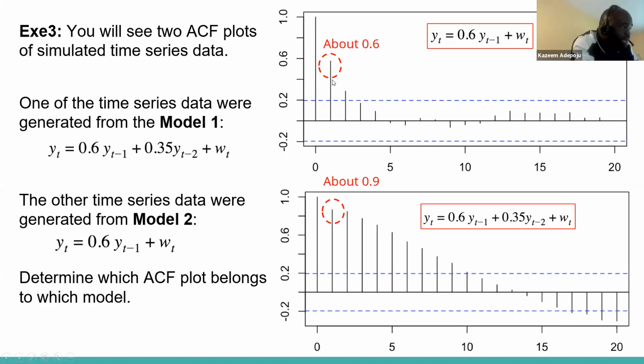Now, this one is corresponding to 0.6. Can you see that now? But when you take a look at the first one right here, you're going to see that this value is more than that. I think you can see that now. Because of that, you're going to say that this one is for that model.